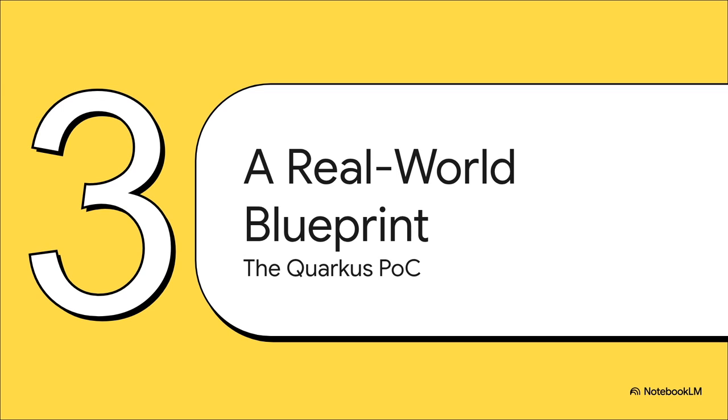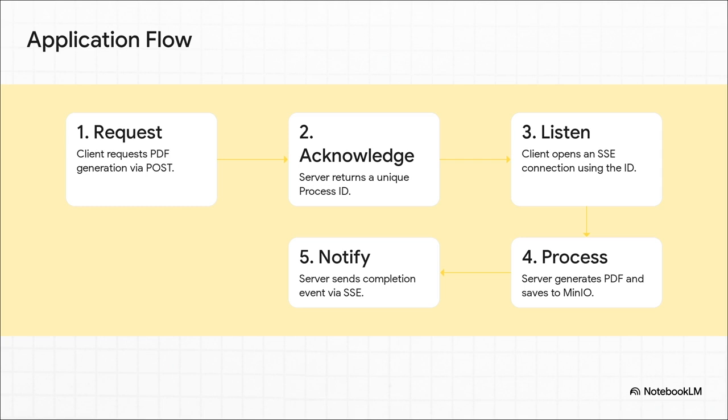Let's get our hands dirty and dive into this amazing proof of concept from Antonio Musara. You can check it out on GitHub. And this isn't some toy example. It's building real PDFs and saving them to storage. So check out this flow. It's so clean. First, the client says, hey, can you make me a PDF? The server instantly replies, sure, here's your tracking ID, and that's it. The client just starts listening.